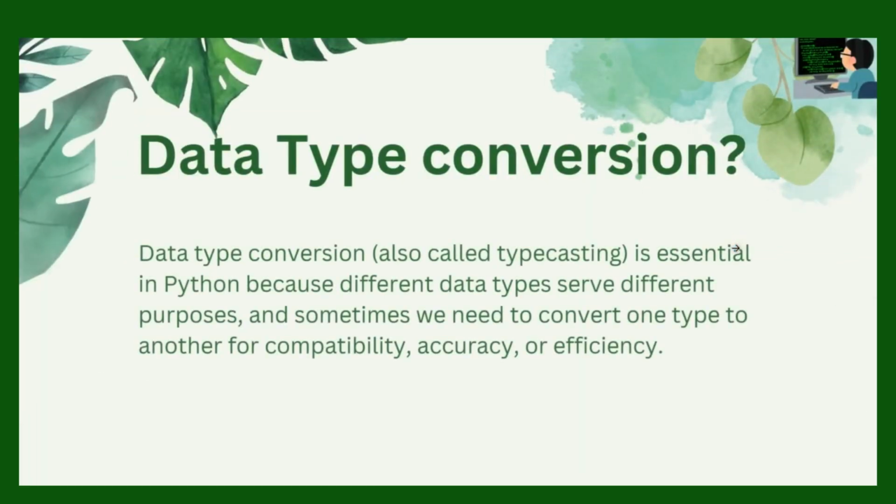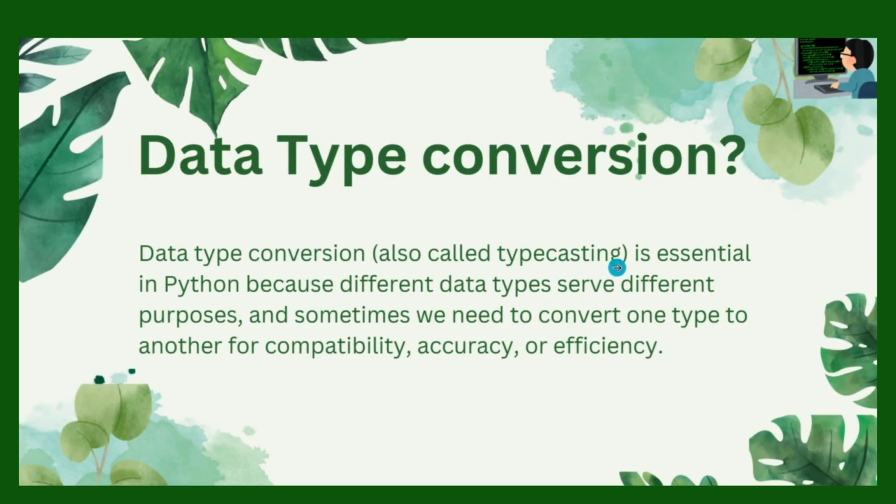So data type conversion is also known as typecasting, which is really very essential or important in Python because different data types serve different purposes. Or sometimes we need to convert one type of data to another for compatibility, accuracy, or efficiency.